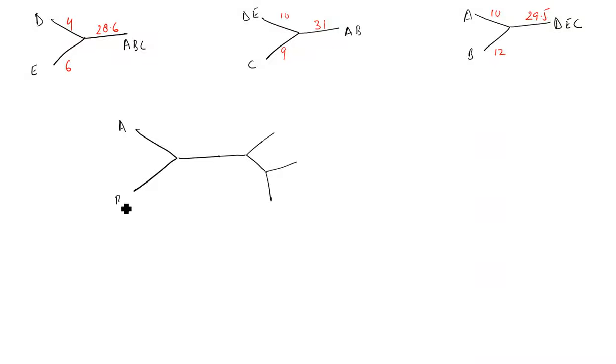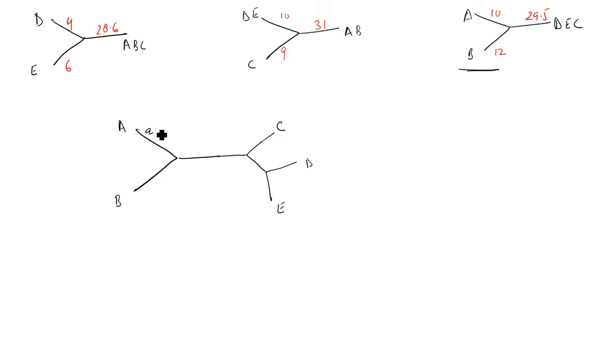A, B, D, E, C. So AB is a common node. You can see clearly here AB is a common node. CD is a common node. DE is a common node, and the combination of DE is getting joined with C. So this we have calculated.